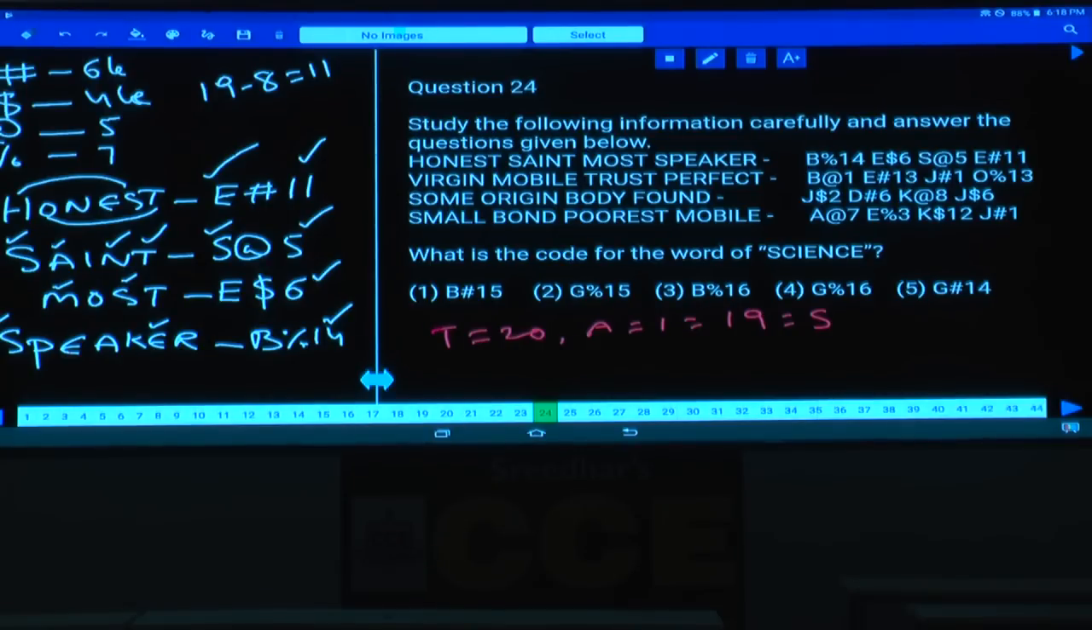Then coming to this one, T is 20, O is 15, 20 minus 15 is 5, the fifth letter is E. Here R is 18, P is 16, and 18 minus 16 is 2, the second letter is B. Clear now? This is how these 5 questions, 24 to 28, are coded.